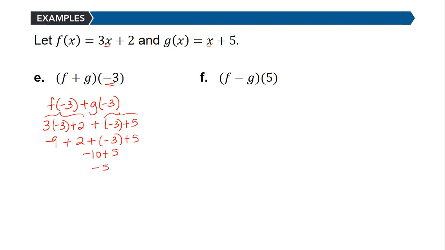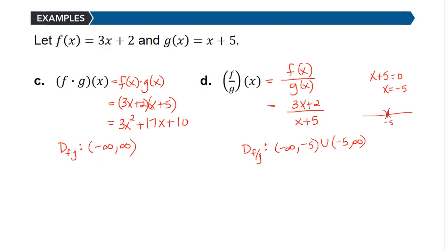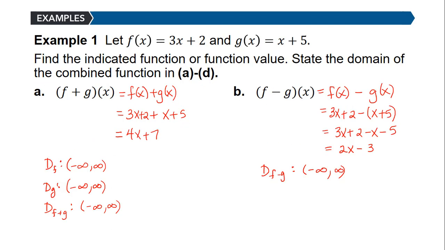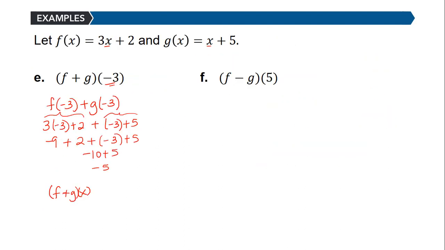Now an alternate method would be to actually find f plus g of x, which we found in the first example. Let's review this. We found that f plus g of x is 4x plus 7. So if we wanted to find f plus g of negative 3, it would be to plug negative 3 into this sum function. 4 times negative 3 plus 7 is negative 12 plus 7, which is negative 5. So either way would be appropriate.